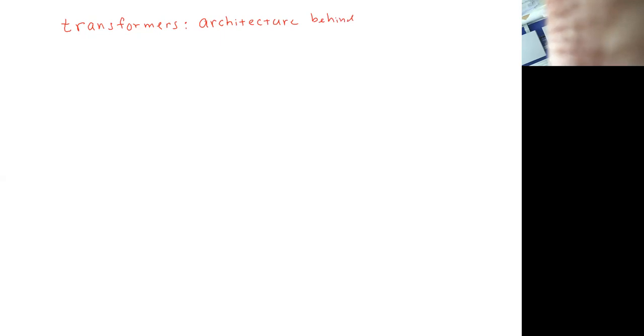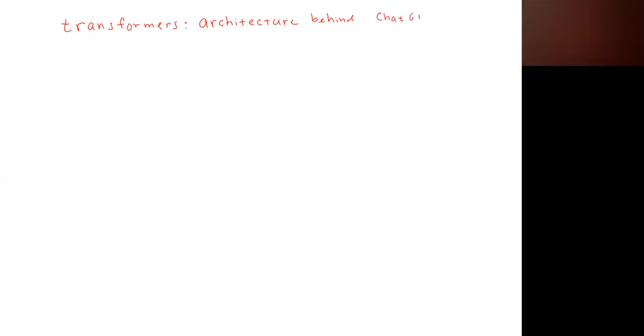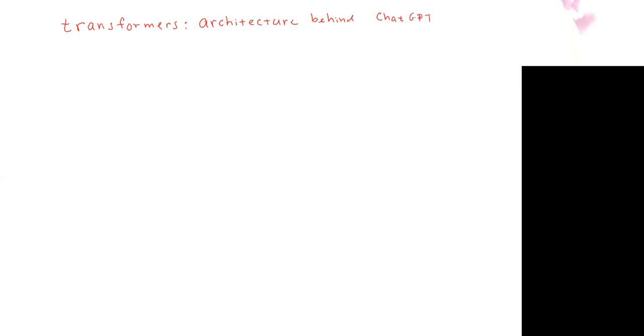So these are basically the architecture behind all these language models, or almost always language models. They're actually being used in all sorts of places now. ChatGPT. And it'd be kind of nice to know what they are, just to demystify them.